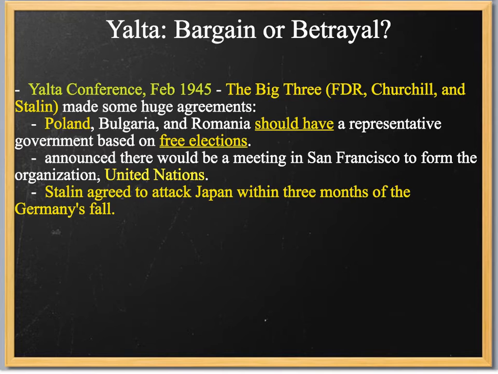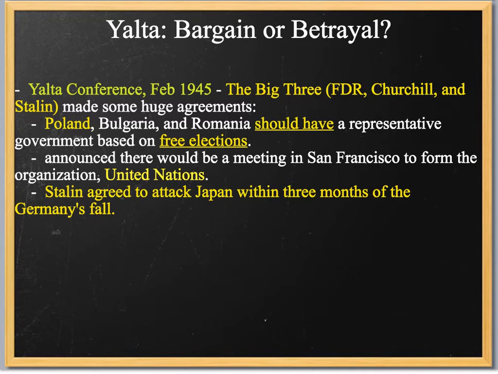Stalin also agreed to attack Japan 3 months after Germany's fall, which is why on August 1st, the Soviets declared war on Japan 3 months after the fall of Germany. And then, of course, we know 6 days after that, on August 6th, Hiroshima, the city, was devastated by the atomic bomb.